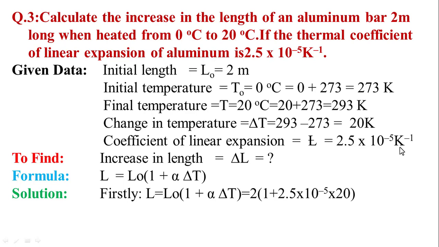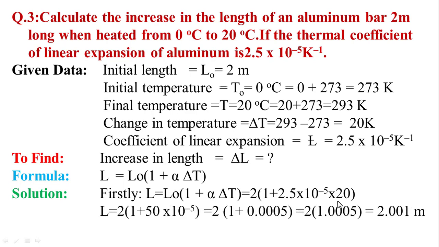So L is equal to L naught into 1 plus alpha delta T. Putting the values, L naught is equal to 2 into 1 plus 2.5 multiplied by 10 raised to power minus 5 multiplied by delta T 20. Now multiplying the values, 2.5 multiplied by 20 is equal to 50. So L is equal to 2 into 1 plus 50 multiplied by 10 raised to power minus 5.